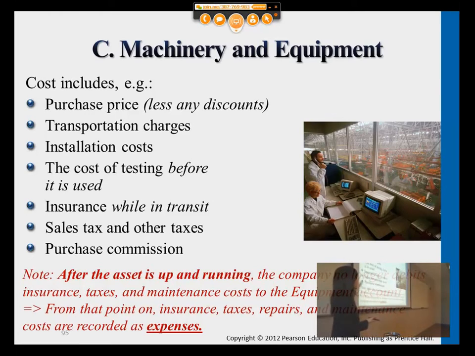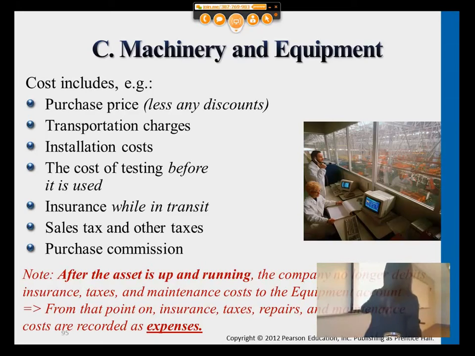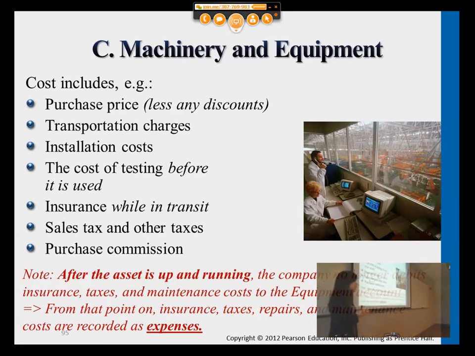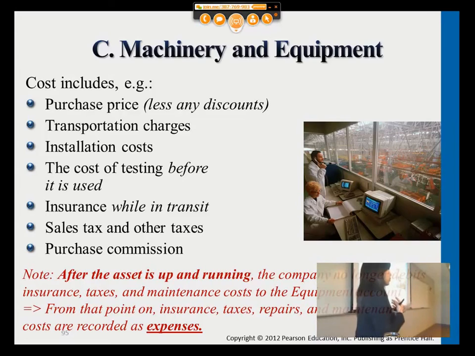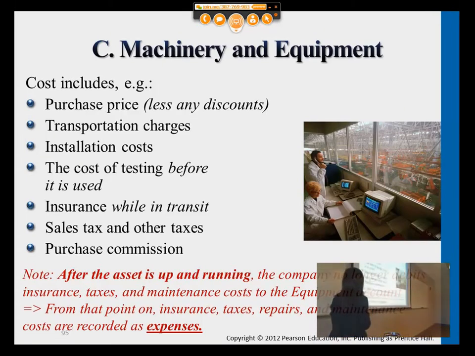Okay, so a lot of this is very similar to Chapter 5 when we talked about inventory. Any installation costs, any assembly costs that help the machine before it starts being used in the business to produce products or move around inventory, any cost incurred before the asset can actually be used in the business will need to be summed up together.